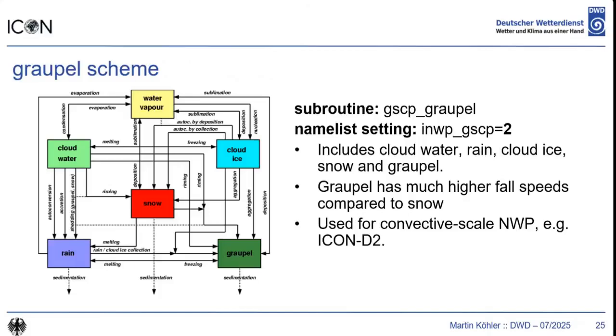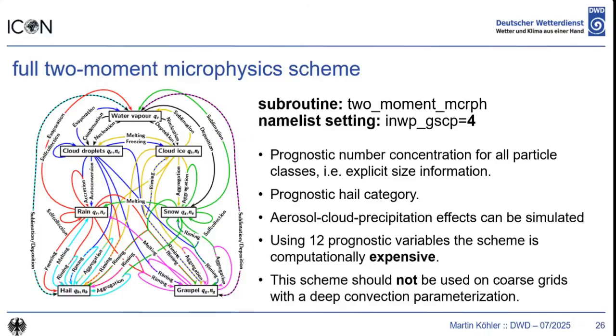And the third scheme is the graupel scheme. The graupel scheme is adding graupel. And it is used in our high resolution modeling. So for example, the 2 kilometer NWP over Germany, and it's recommended for that. It's still reasonably efficient. And then there are 2 more complicated versions.